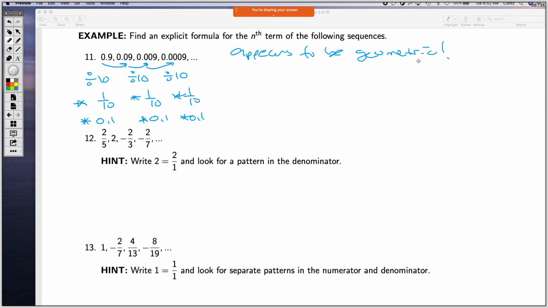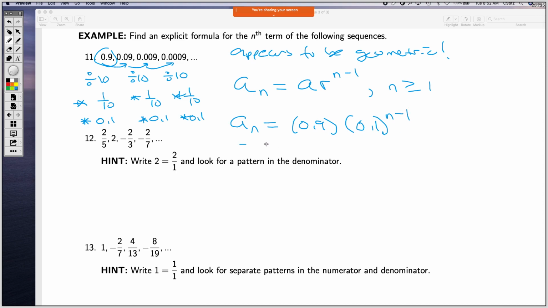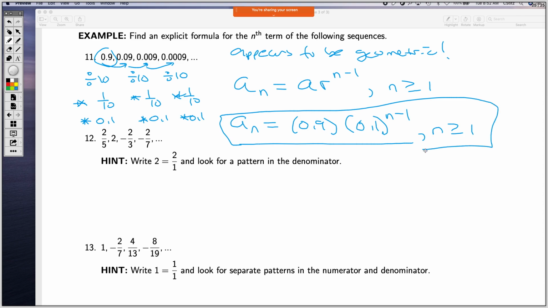So that's telling whoever wrote this problem, I'm looking at it as a geometric sequence, and if that's the case, my formula a sub n is a times r to the n minus 1 for n bigger than or equal to 1. So a sub n is a, which is my first term, 0.9, times my r, 0.1, to the n minus 1. And this is good for n bigger than or equal to 1. When you come up with a formula for a sequence, you need to have the formula, but you also need to tell me what value of n it works for. I'll leave this to you.